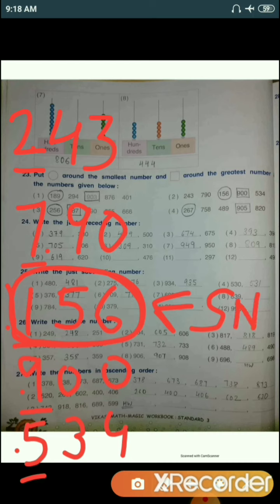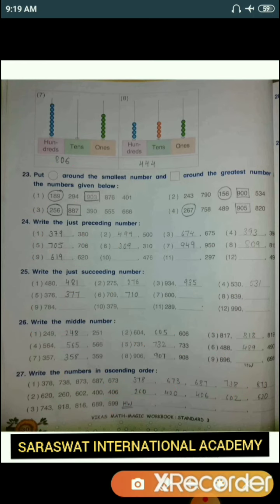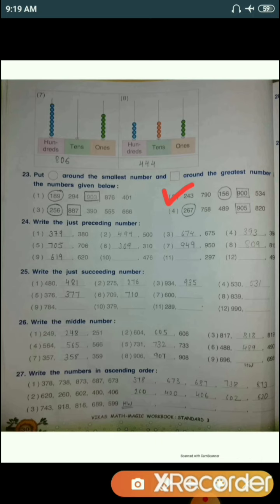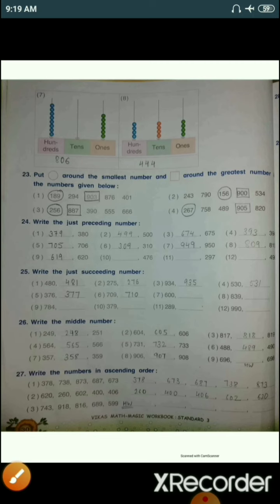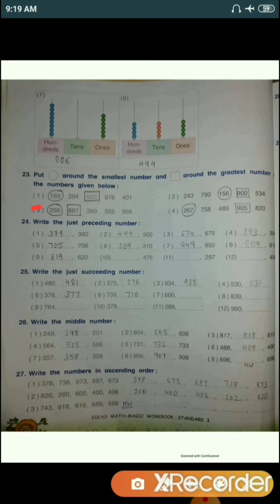Now which one is the greatest, 2, 7, 9 or 5. So 9 is your greatest number. So again we got the greatest number here. So with the help of this method we can easily conclude the smallest number and the greatest number. Now question number 3 and question number 4 you need to solve by yourself in homework.